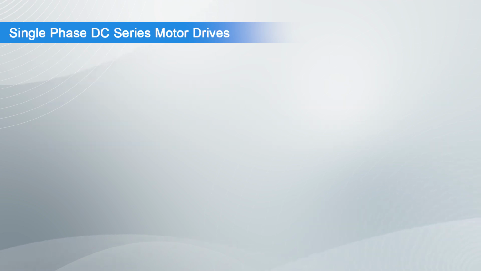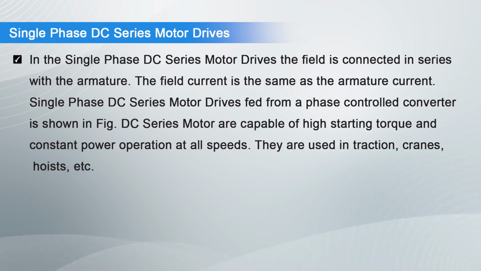Now, the next topic is the single phase DC series motor drive. In the single phase DC series motor drive, the field is connected in series with the armature. The field current is the same as the armature current. A single phase DC series motor drive fed from a phase control converter is shown in the figure. DC series motors are capable of high starting torque and constant power operation at all speeds. They are generally used in traction, cranes, hoists, etc.